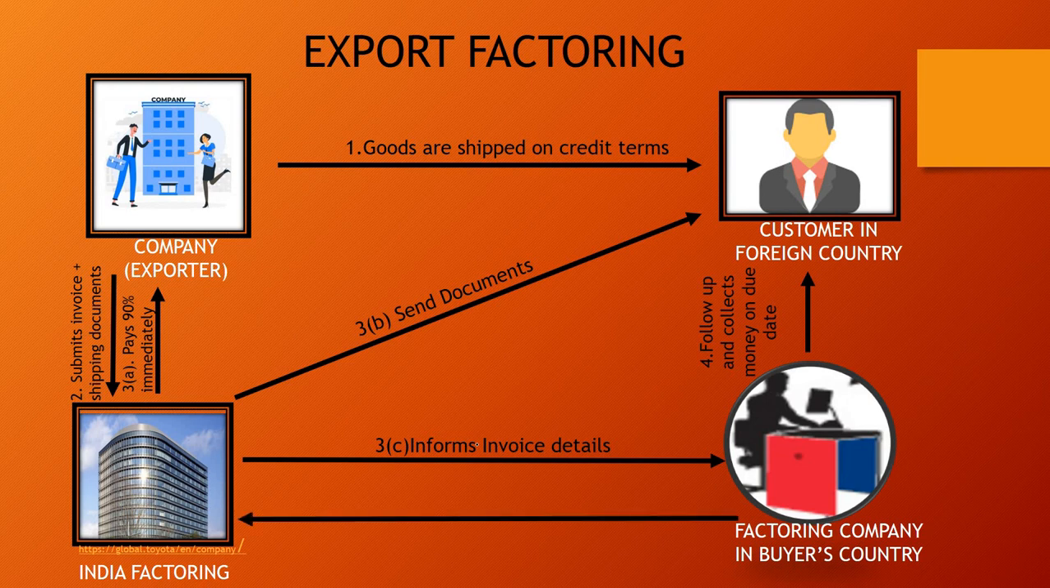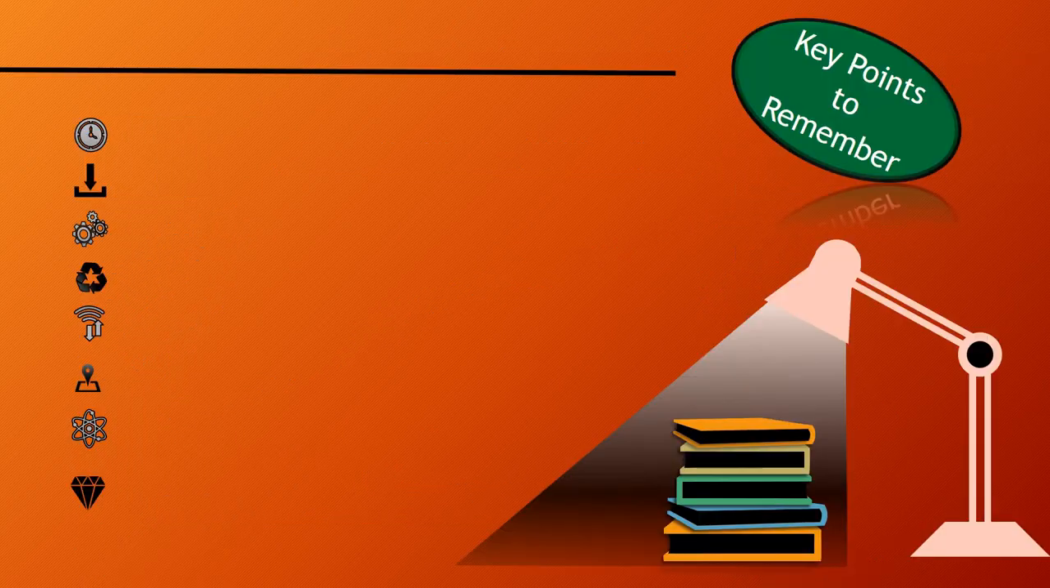Once this company has collected the money on the due date, it will remit the money on maturity to the factoring company which is there in India. Now, if the Indian company receives the money, they will pay the balance and release all the shipping bills. So this is the complete process of export factoring. Now let's revise the key points.